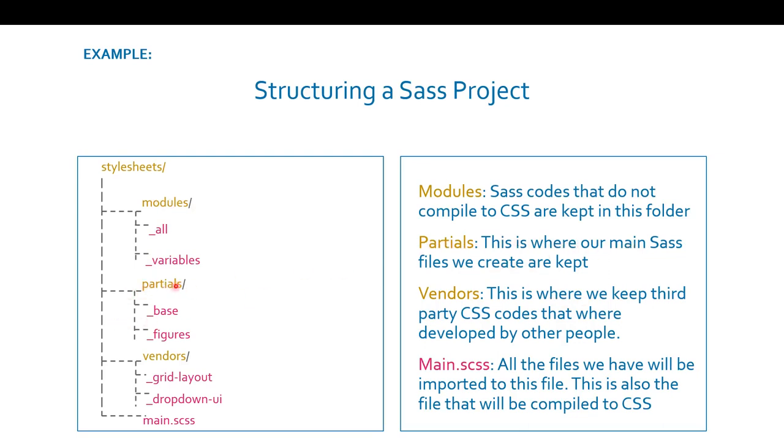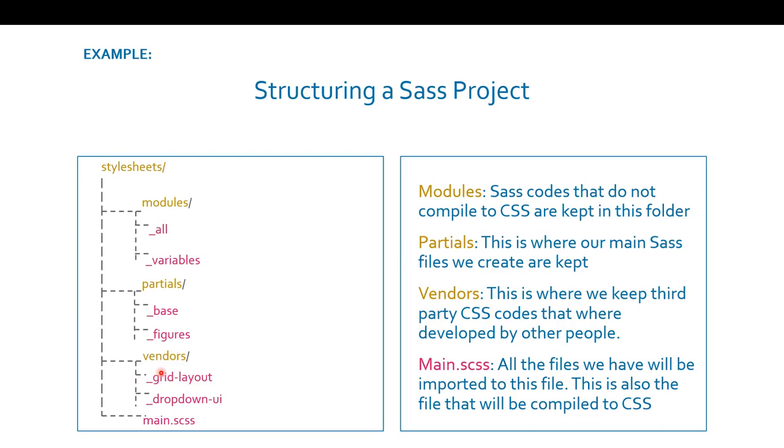So all the Sass files we'll be creating will be housed within the partials. Basically, we tend to import files from modules into these partial files. Then equally, we have this vendor folder. This is where we keep all our third-party CSS and Sass code, because you can import CSS into Sass code as well. So all the vendor CSS or Sass code, that is third party, will be housed within this vendor folder.